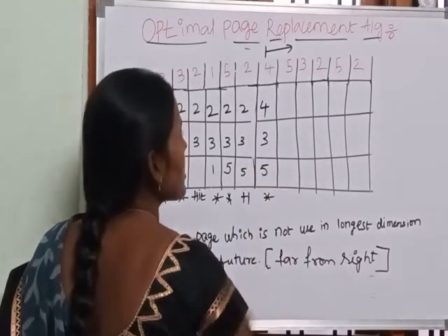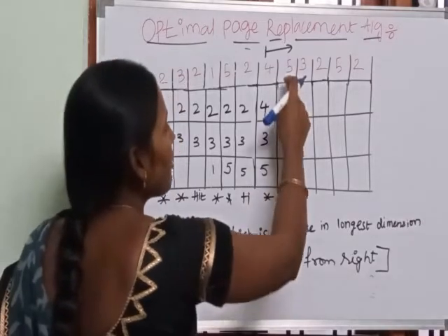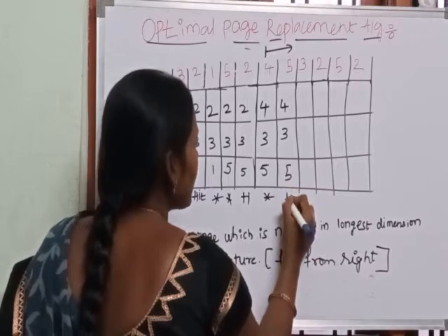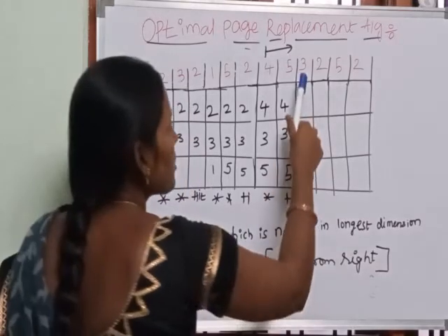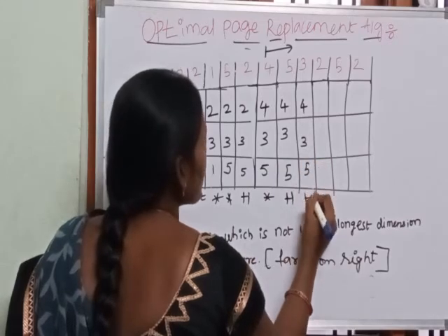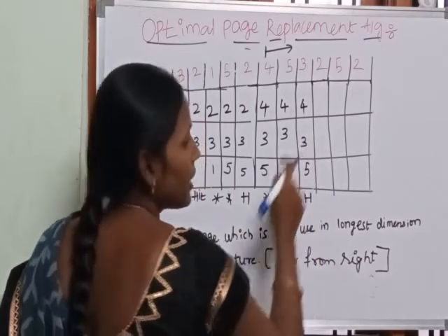So what is this called? This is a hit. Next we have 5. Page 5 is already there, so write it as it is. We call it a hit. Next 3 is to be entered. So 4, 3, 5. This is also a hit, because 3 is already there.